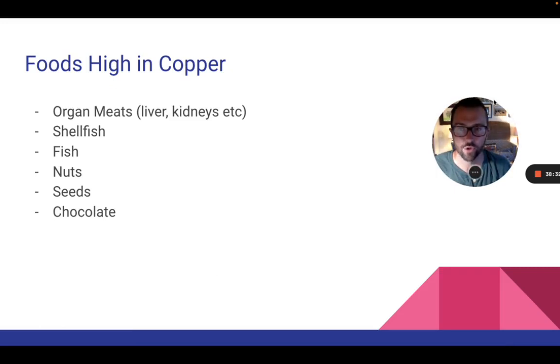So eat more organ meats, more shellfish, fish, nuts, seeds, chocolate. Look for copper-rich foods. That's what I did. I supplement as well. I've got links for those in the description. Alpha lipoic acid, vitamin C, and copper. Useful tools in managing amylin aggregation.